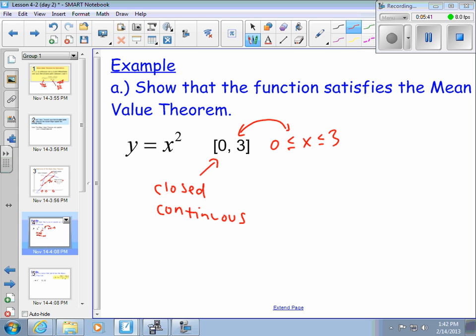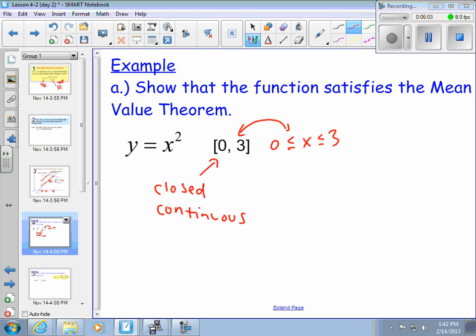Is this function going to be continuous? Absolutely. x squared, it's a second degree polynomial. There's not going to be any bad stuff in this one. There's no way we can get division by 0, square roots of negatives, that kind of stuff. The domain is all real numbers, so yes, it is continuous.